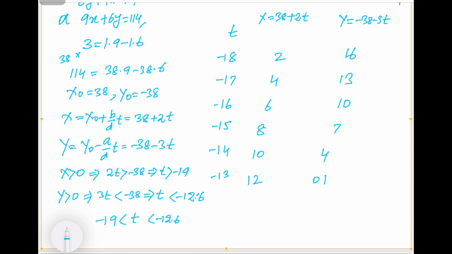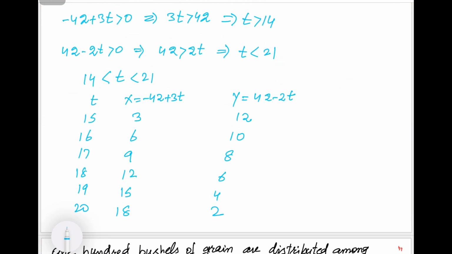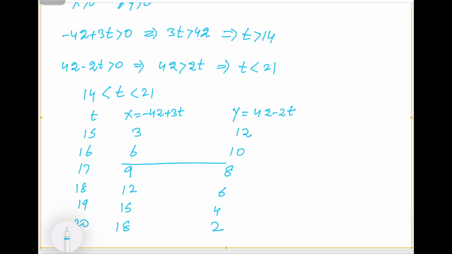Now we have to look for the common solution which is common in both. So you can easily see there is one solution, 6 and 10, that occurs in this equation as well as here. So the final solution is x is equal to 6, y is equal to 10.